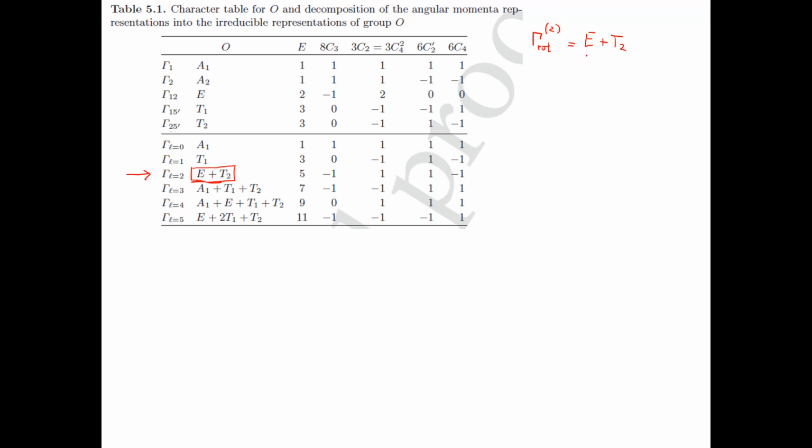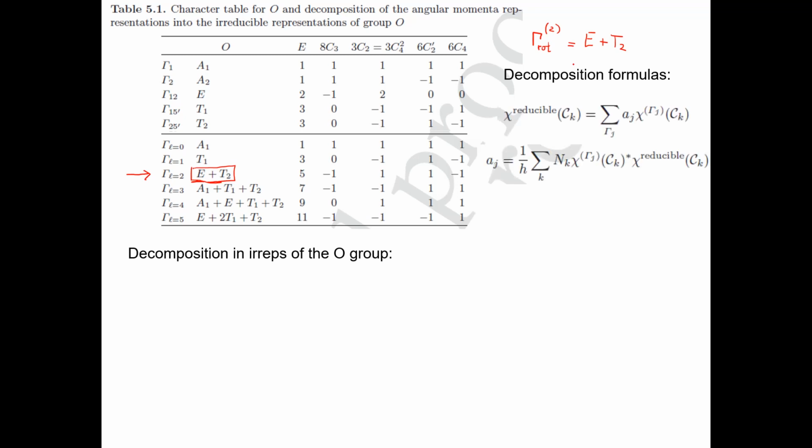It will split into a doubly degenerate state and a triply degenerate state. So we expect that a five-fold D level will split in this case into a doubly degenerate level and a triply degenerate level from what we discussed in the previous chapter. Okay, but let's calculate this. Let's use the decomposition formulas that we learned in the previous chapter.